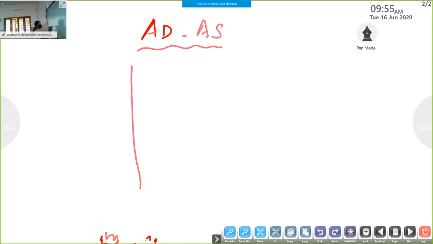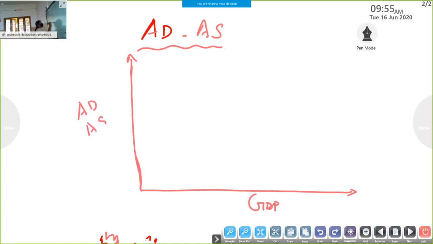What all we studied, that we are taking here. On the horizontal axis, we can measure GDP or national income. Here ADAS are there, that is why on the vertical axis we are taking AD and AS. Then you should know what is the shape of the AD curve and AS curve. In your mind it should be there.